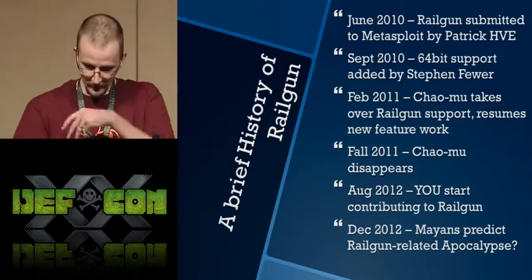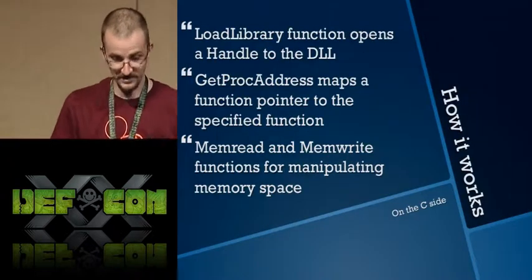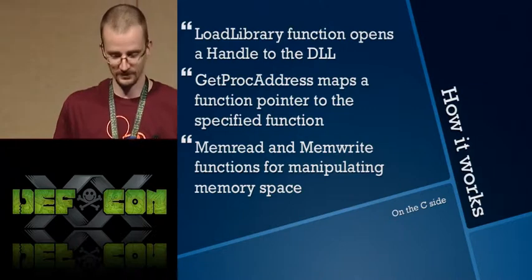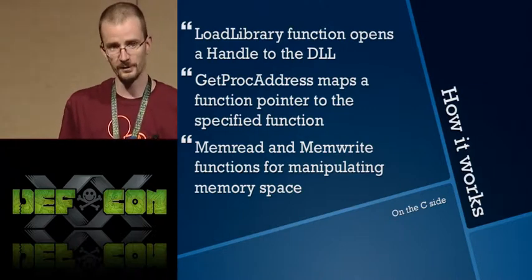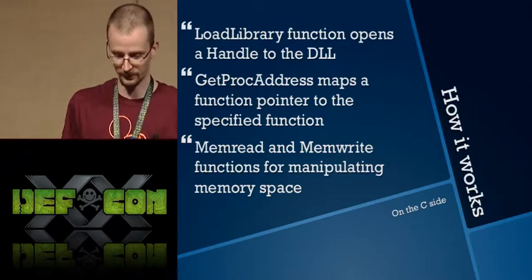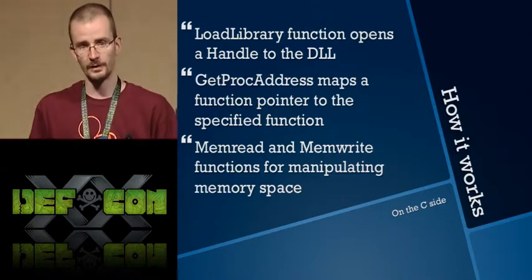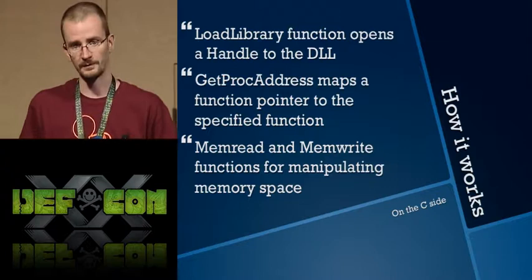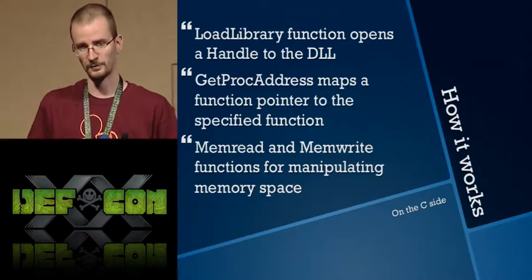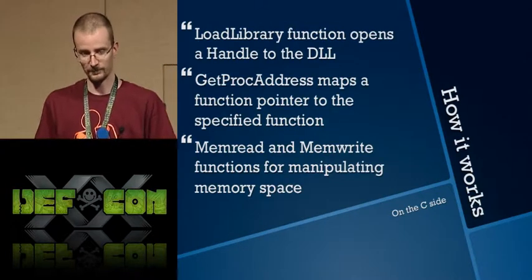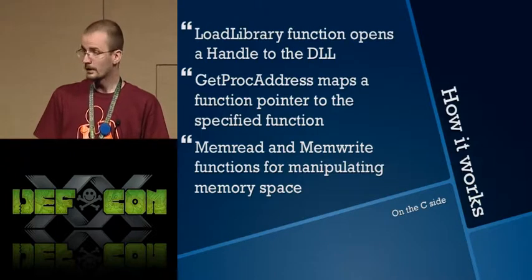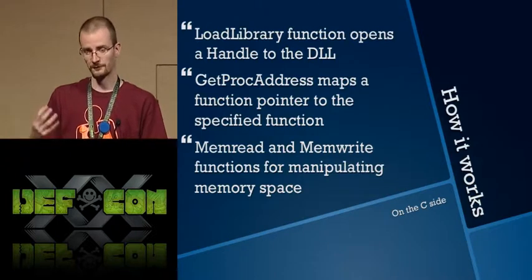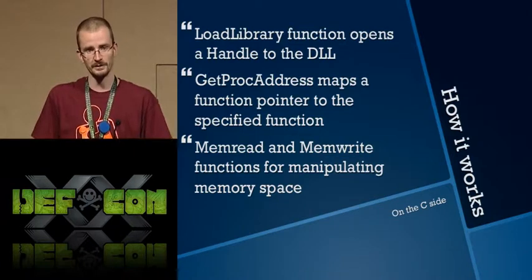So how it works on the C side is that it uses a Windows API function called LoadLibrary and another one called GetProcAddress. So LoadLibrary just takes a path to a DLL and maps that into memory if it's not already there and returns a handle to it. From there, GetProcAddress takes that handle and a function name and returns you a function pointer that you can then use to basically alias any function out of that module.